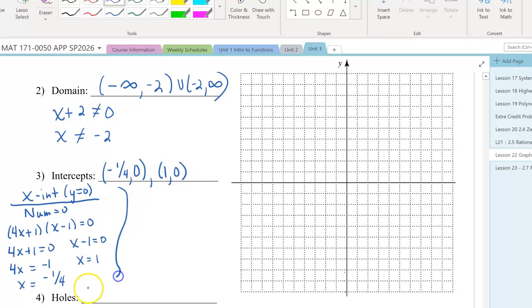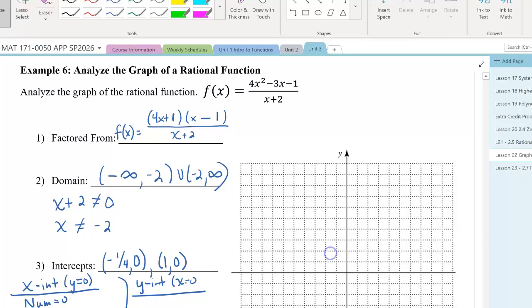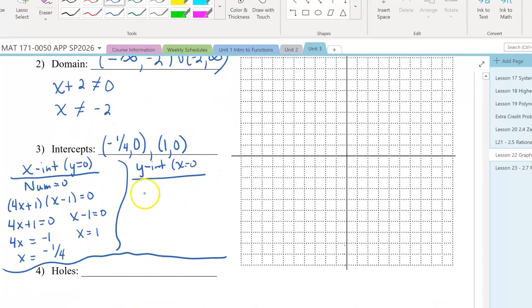And then finally, let's see if there are any y-intercepts. The y-intercepts come from letting x equal 0. And I like to do that in the unfactored form of the function because all the x terms will go away and you'd be left with negative 1 over 2. So f of 0 is going to be negative 1 over 2. So that's going to give me (0, −1/2) as my y-intercept.